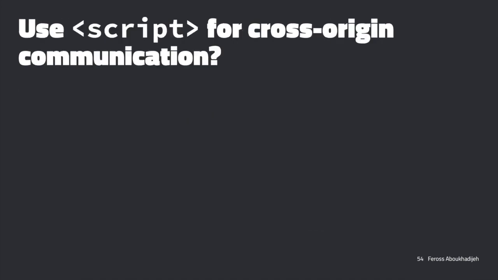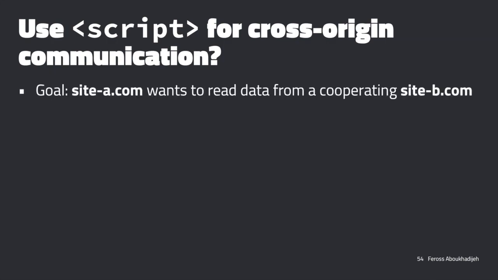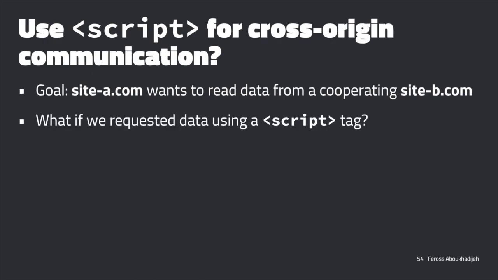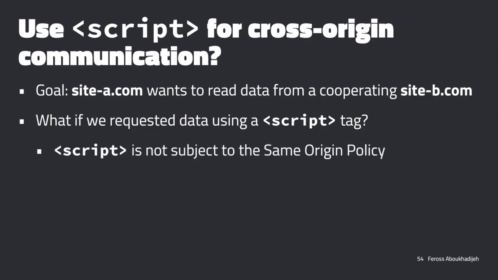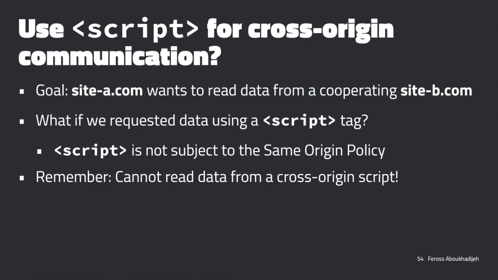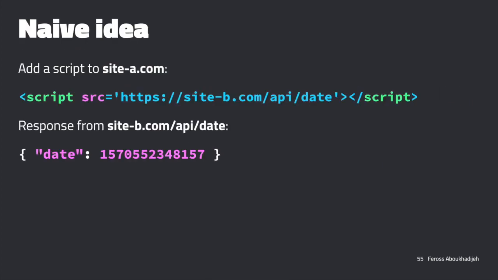OK, so let me just move on, because it's a tricky one. Remember how we can make requests from images and styles and scripts to other origins? So what would happen if I did this? Site A wants to read data from a cooperating site B, and what if we initiate that request by putting it in a script tag? Scripts are not subject to the same origin policy, right? So that request can go out. One problem is we can't read the data that comes back. Let me see, do I have the actual code? Yeah, this is what I'm talking about.